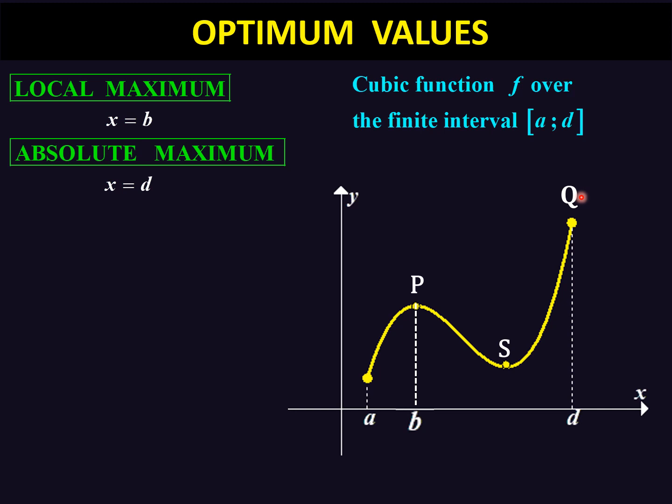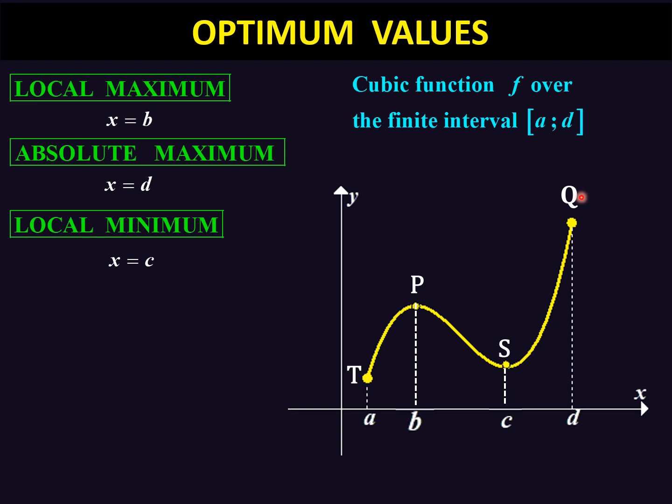Let's look at another point. Point S, which one is that? That's right, that is the local minimum. And at that local minimum, I have a critical value, and let's name it C. So I have a critical value at x equal to C.